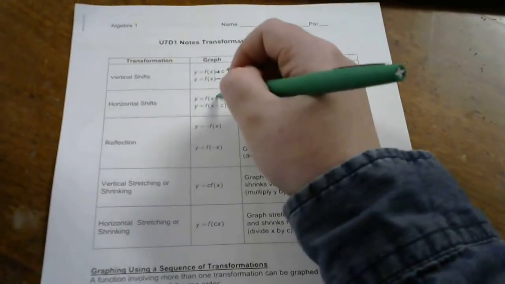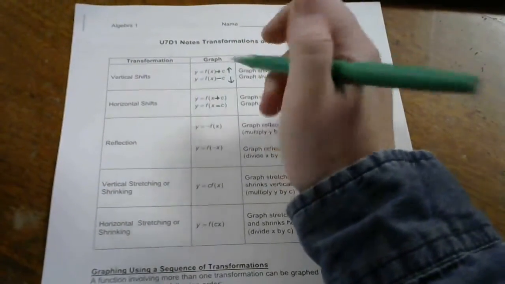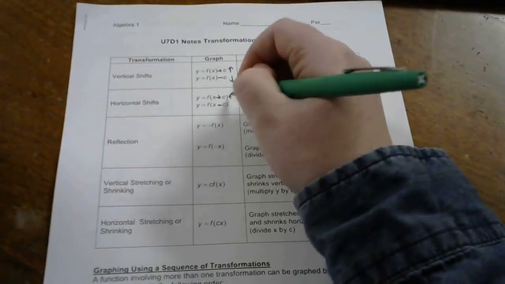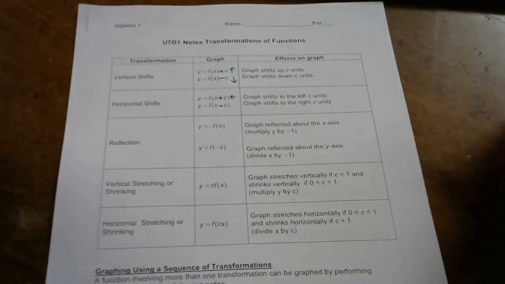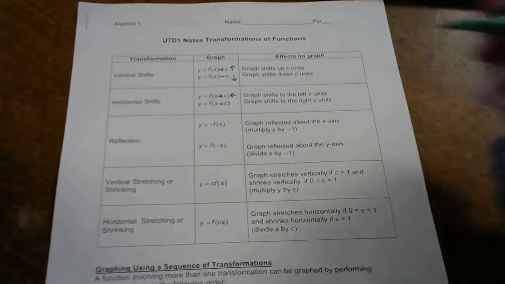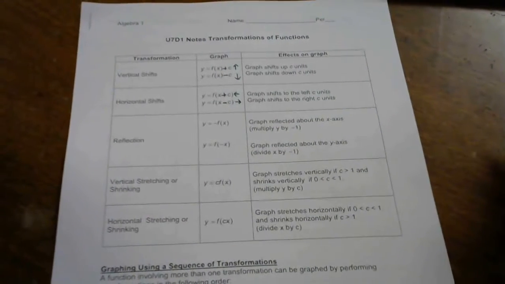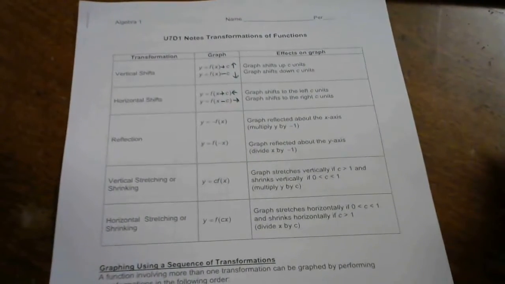Okay. Horizontal shifts. These are my left and rights. Okay. And they're in a mirror. So if I add something, I'm going to go left because I'm talking about it as if I'm in a mirror. And if I subtract something, I'm going to go right, again, as if I'm in a mirror, okay?